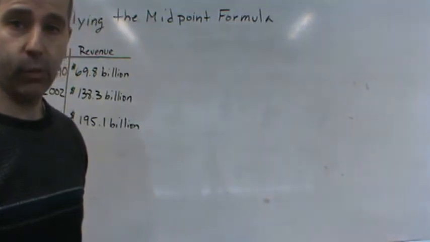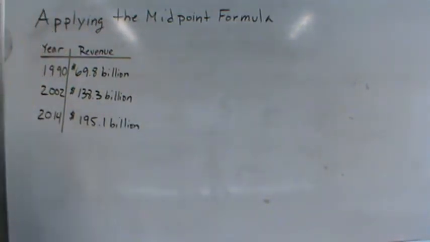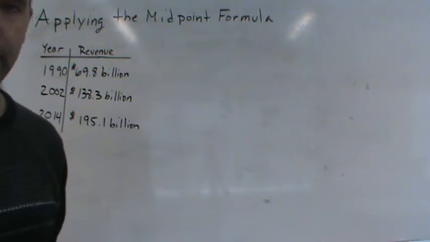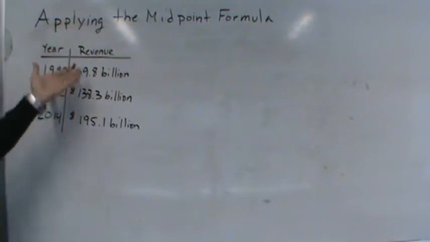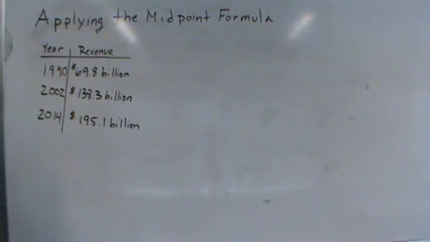Welcome back, and today we're going to talk about another application, applying the midpoint formula. In this case, we've got some data, and this represents the revenue for fast food in the United States. And here are the years. What they want you to do in this problem is use the midpoint formula and find the value of the revenue of 2002 using the midpoint formula.